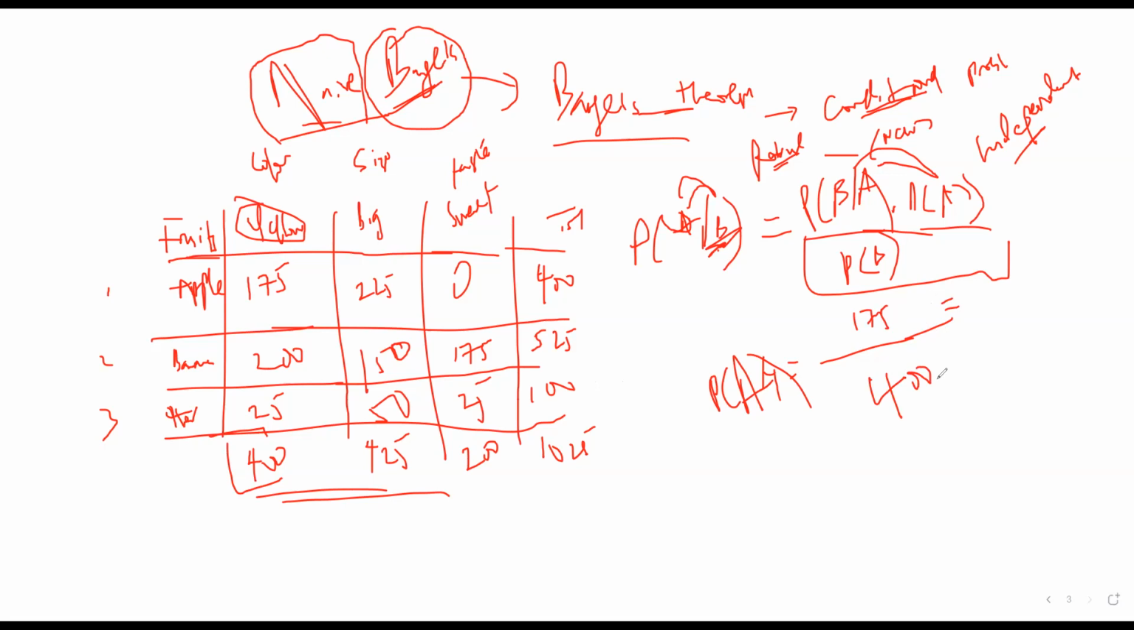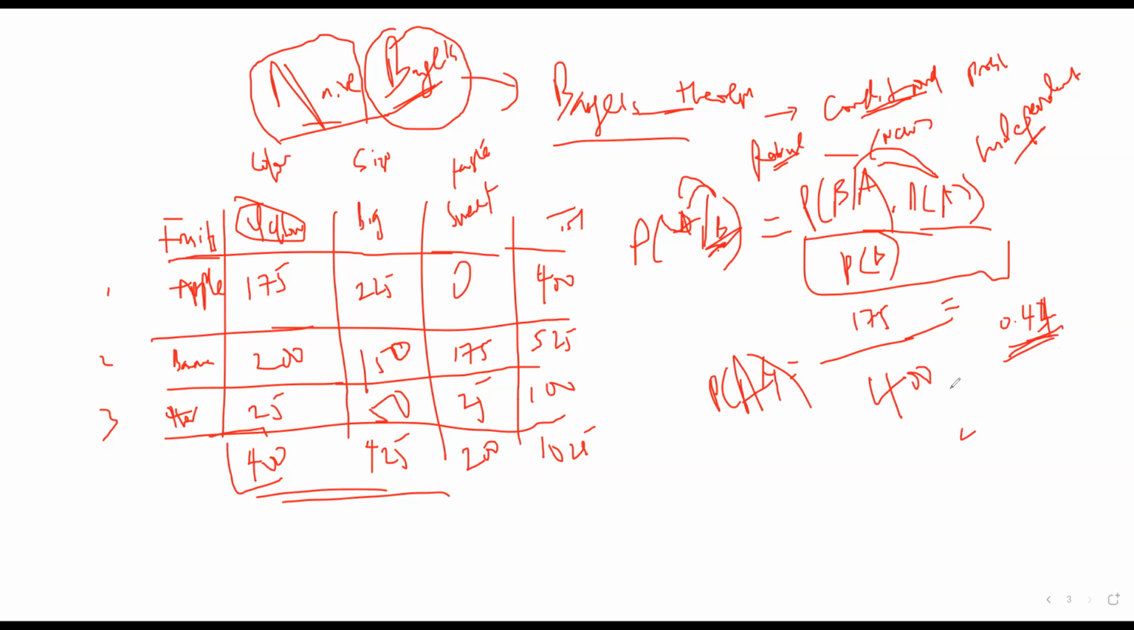175 divided by 400, what would that be? 0.43. Point what? 0.4375. That's 0.44 approximately. So how do we interpret this now? That means if you take 100 yellow fruits, it's saying that 44 of them will be apples. Can you see that?